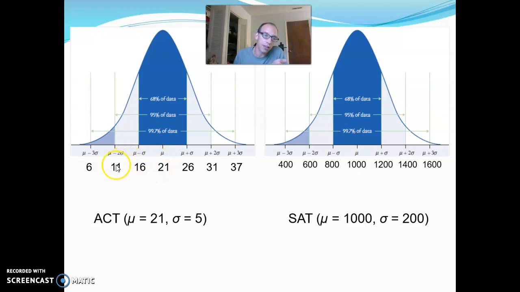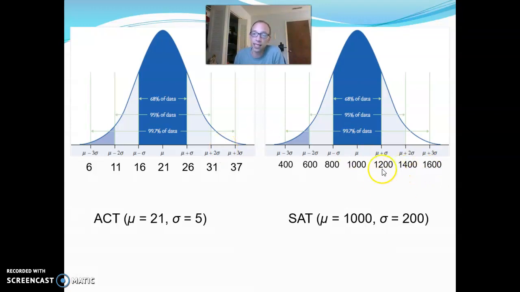And then if we would go another standard deviation in each direction, we could say 95% of the scores will be between 11 and 31, and so on. And the perfect score on the ACT is 36. So it gets chopped off just a little bit at the end, but it essentially follows a normal distribution.